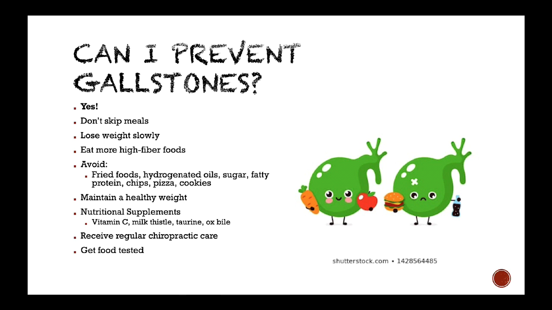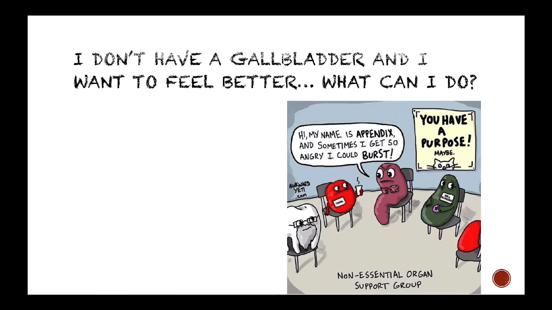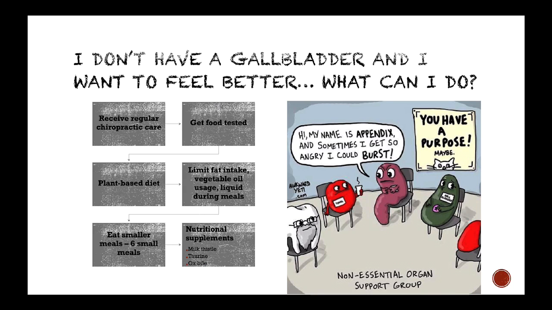So, now we can touch base on those who have had a cholecystectomy and want to feel better. These steps are going to look very similar to those of prevention, right? Receiving regular chiropractic care, making sure the nervous system is in check. If you're missing an organ, you're going to want every other organ to be functioning properly. Get food tested, especially if your symptoms before the surgery have continued or gotten worse. That is a sign something is still wrong.